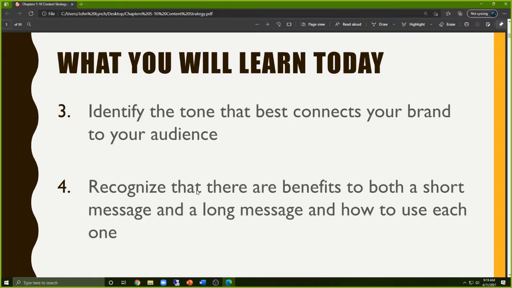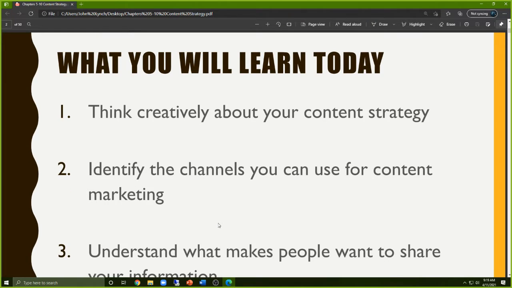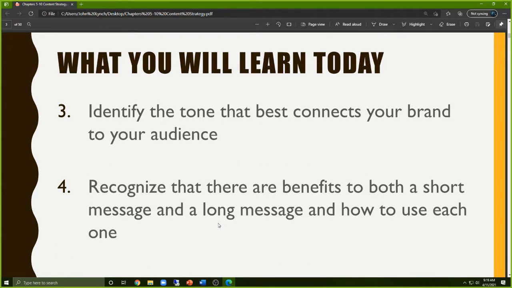We're also going to be identifying the tone, so how we want to brand ourselves essentially, and understanding that each one is not necessarily better than the other when it comes to branding strategies. A very long message explaining your core values and tenets could be good, and also a very short one with a very specific message could be good as well. So again, in today's lessons, we're just going to try to figure out what channels to use and how you want to present yourself in those channels.